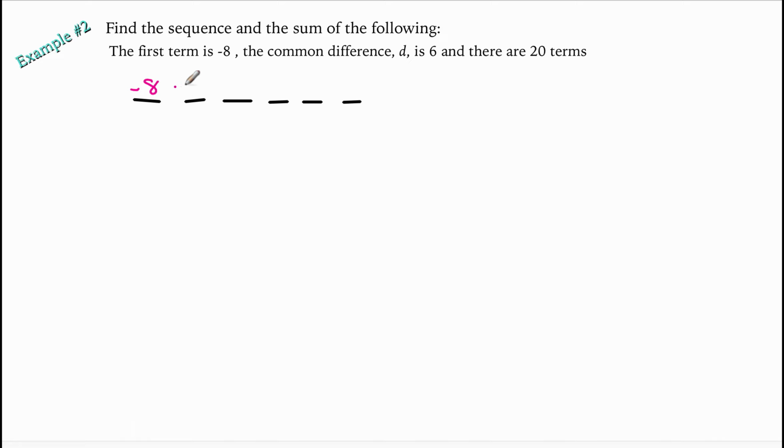Okay, add 6 onto that is -2, add 6 onto that is 4, add 6 onto that is 10, 16, 22, 28, 34, 40, 46, 52. Well, I made the number big on purpose. Because right now we only have 1, 2, 3, 4, 5, 6, 7, 8, 9, 10, 11 terms. This is a sequence.